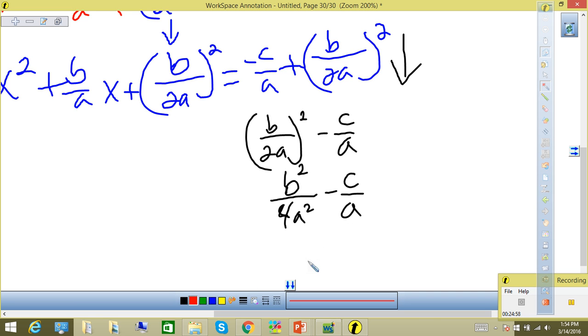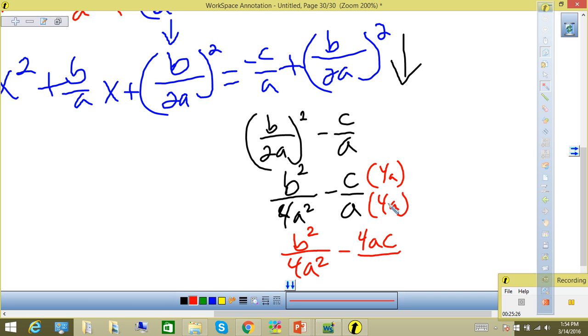Multiply times 4a. Multiply times 4a. That is correct. We're left with b squared over 4a squared minus, what is 4a times c? 4ac over 4a squared.